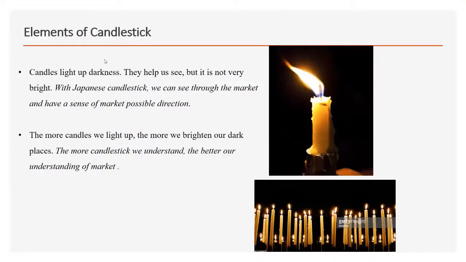next let's look at elements of candlestick. Like we know, candles light up darkness in the house. When there's no light and you light up a candle, you can see. They help us to see, but it's not very bright. You can't compare a candle light to a NEPA light or to a torchlight. So with Japanese candlestick, we can see through the market and have a sense of market possible direction. It's a statement of probability. We are not certain about it.